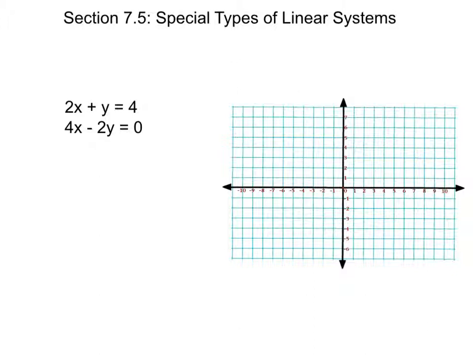So, what we're going to do is we're going to practice graphing, since that's what we've been doing in this entire section. And we're going to go through and see what happens when we graph certain linear systems. So we have a linear system. We have 2x plus y equals 4 and 4x minus 2y equals 0.